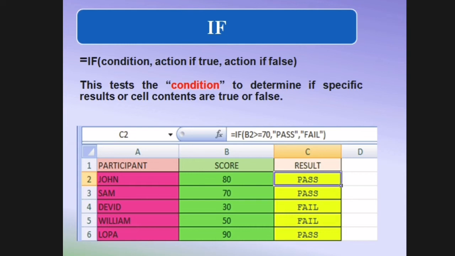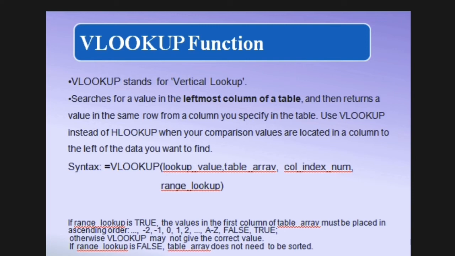You can try it. VLOOKUP function. VLOOKUP stands for vertical lookup. It searches for a value in the leftmost column of a table and then returns the value in the same row from a column you specify in the table. So use VLOOKUP instead of HLOOKUP when your comparison values are located in a column to the left of the data you want to find. So this is the syntax.